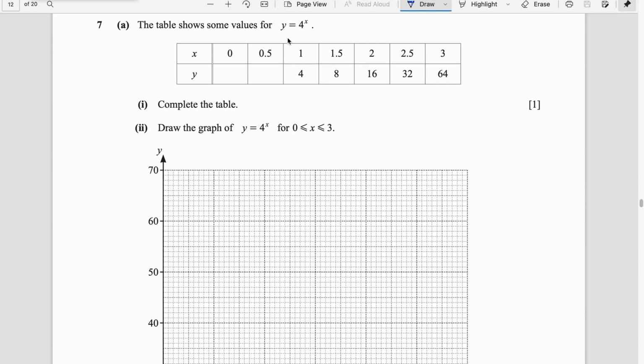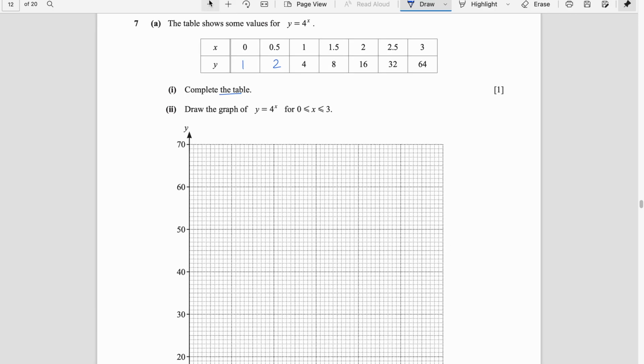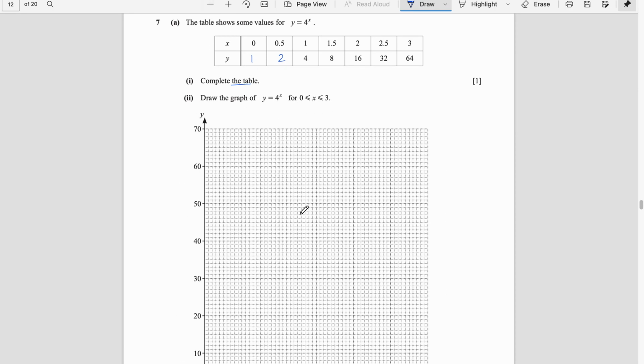The table shows some values for y equals 4 raised to power x. Complete the table. Just substitute these values and solve for y. So it is 1 and 2. Draw the graph of y equals 4^x from 0 to 3. So we'll plot these values.